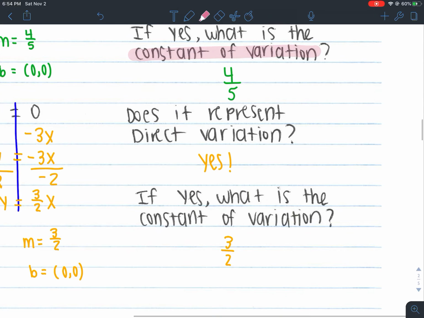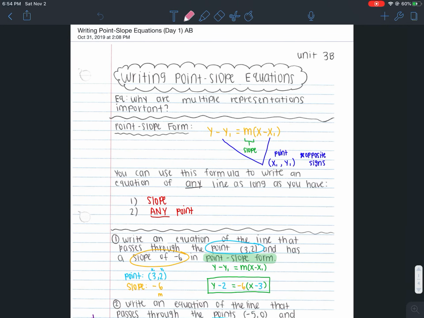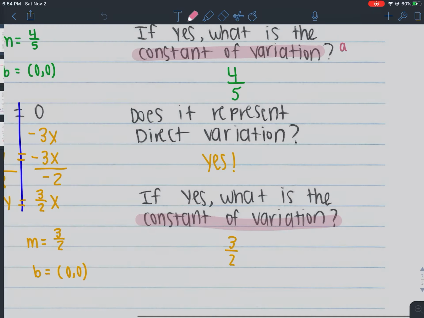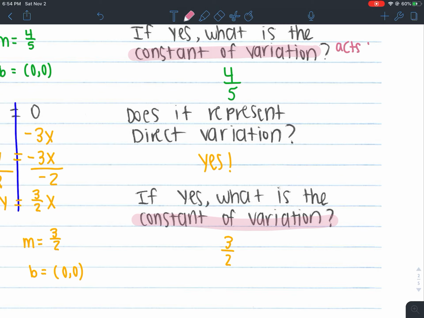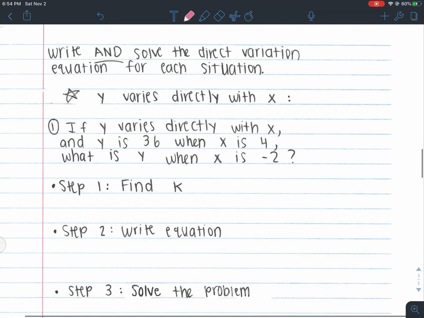And I'll actually even write that over here. Constant of variation. It acts, oops, wrong day of notes. It acts like slope. Acts like slope. There we go. So we have that bit.